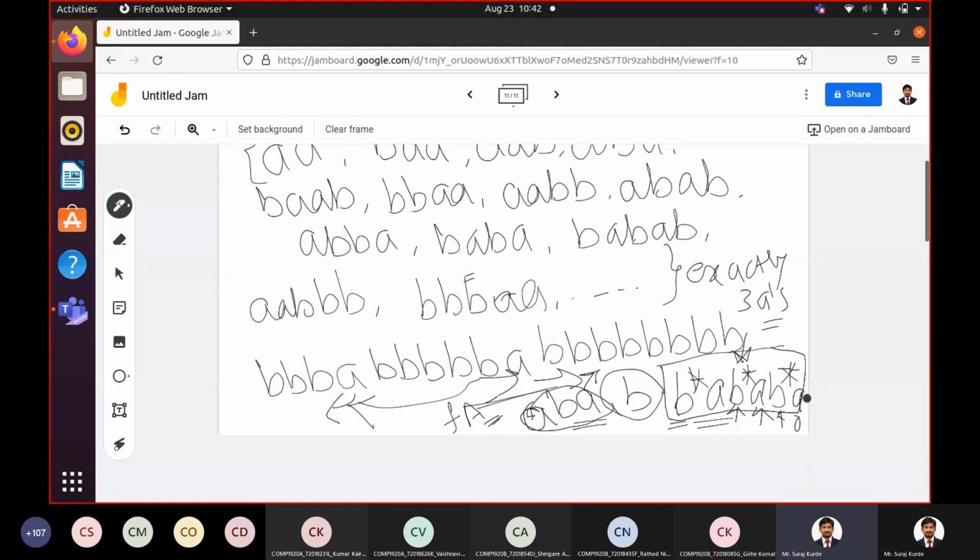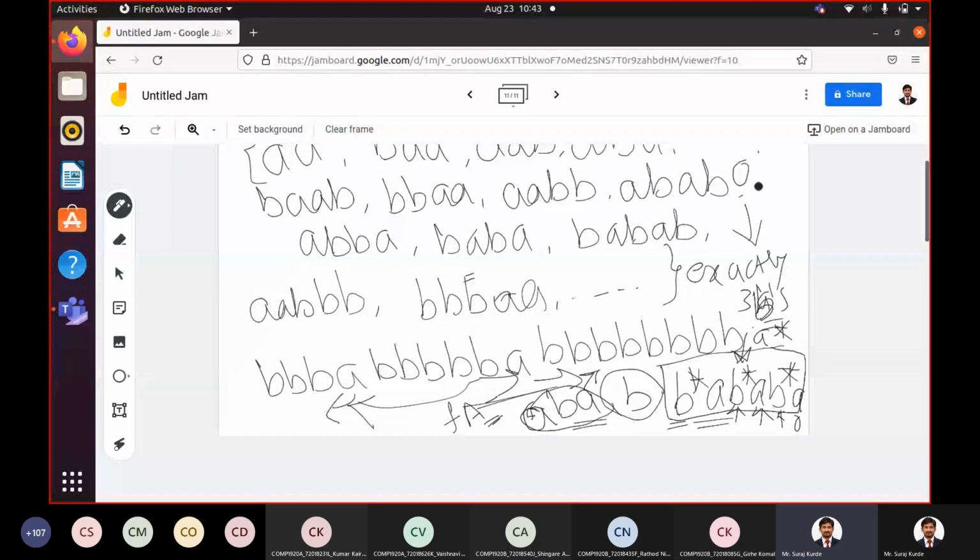Again at the end, B star. So it will have 3 A's and any number of times B. We can reverse this condition. Instead of A, it will be B: exactly 3 B's and any number of A's. So A star B, A star B, A star B, A star. We can swap the characters or alphabets. That is the only change.